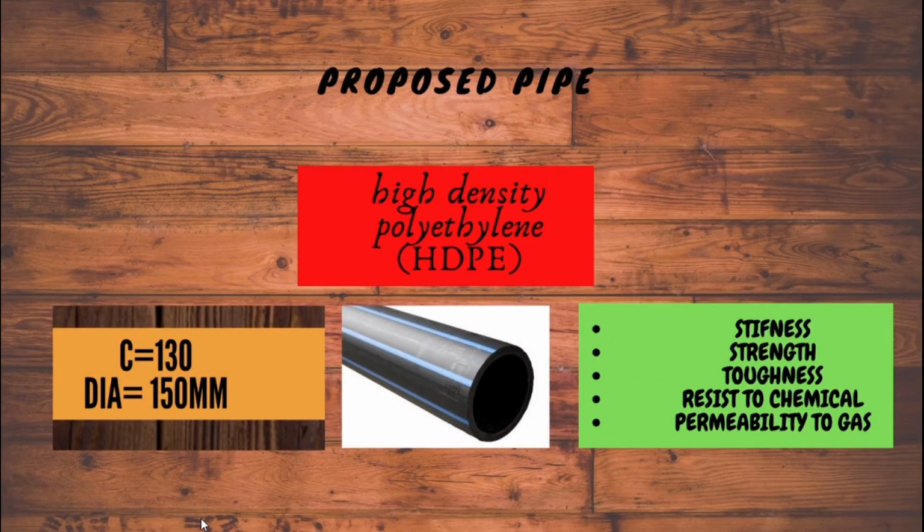Next step, I need to propose the selection of pipe. I should consider the size, pipe type or material, and the length of pipe. For this design, I have chosen high density polyethylene, HDPE, with diameter 150 mm. The reason is HDPE has high stiffness, strength, toughness, resistance to chemicals and moisture, low permeability to gas, and it is easy of processing and performing. Therefore, the roughness coefficient C for HDPE pipe is 130.